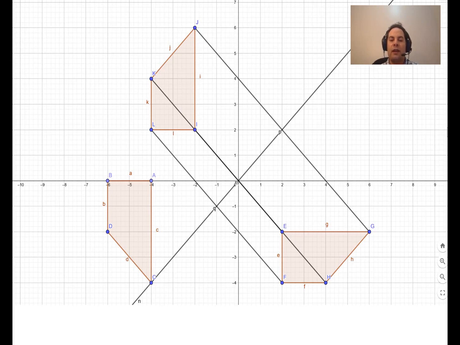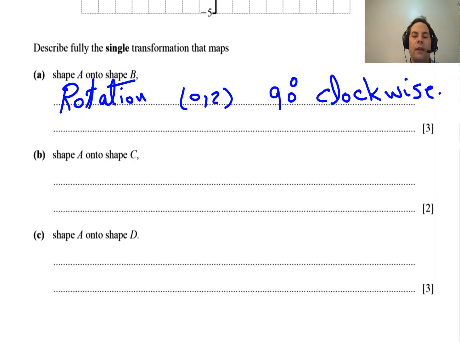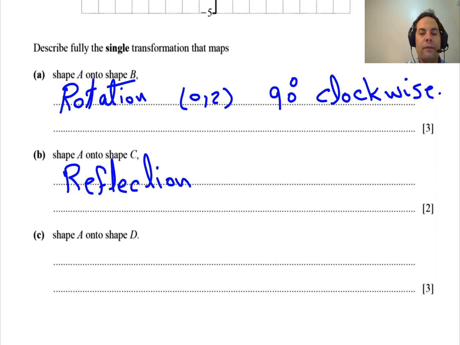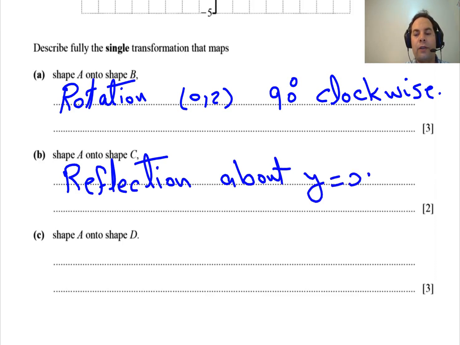This is the straight line y equals x: (0, 0), (1, 1), (2, 2). So its equation is y equals x, or you can say x equals y. The answer to part B is reflection about the line y equals x.